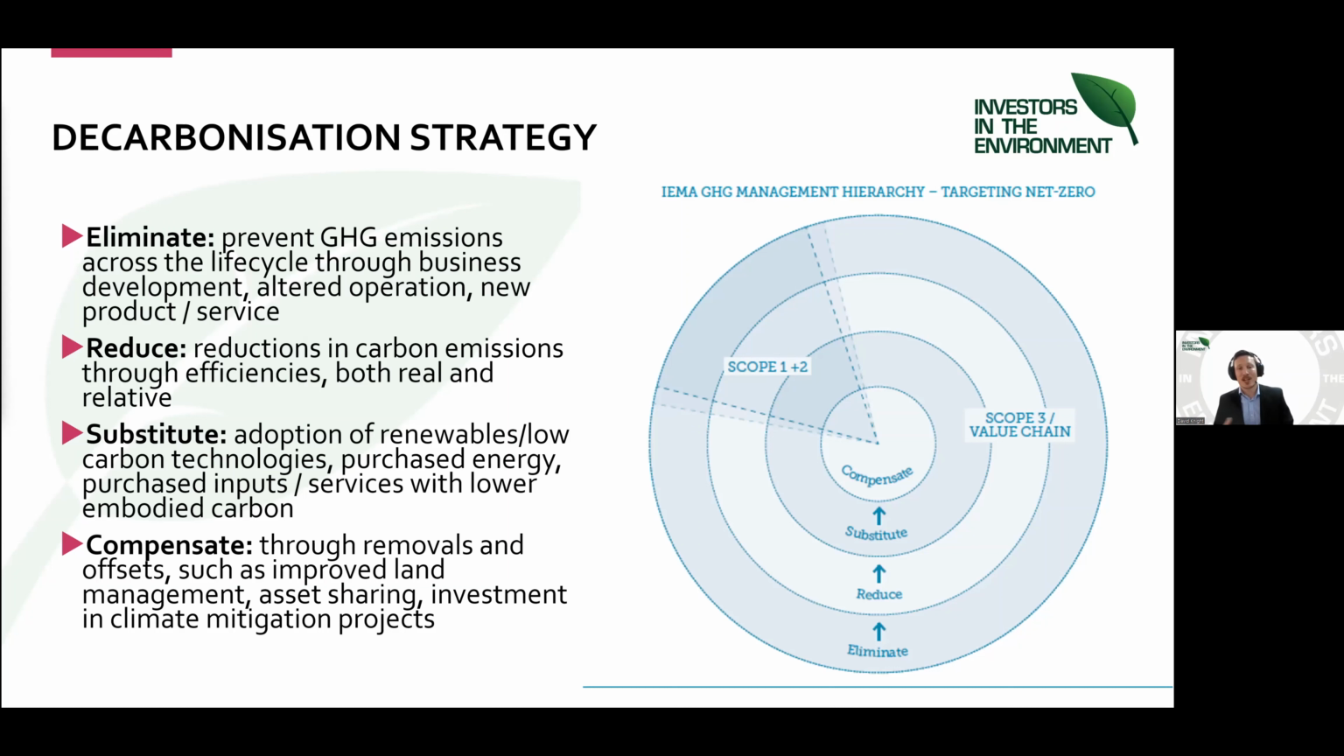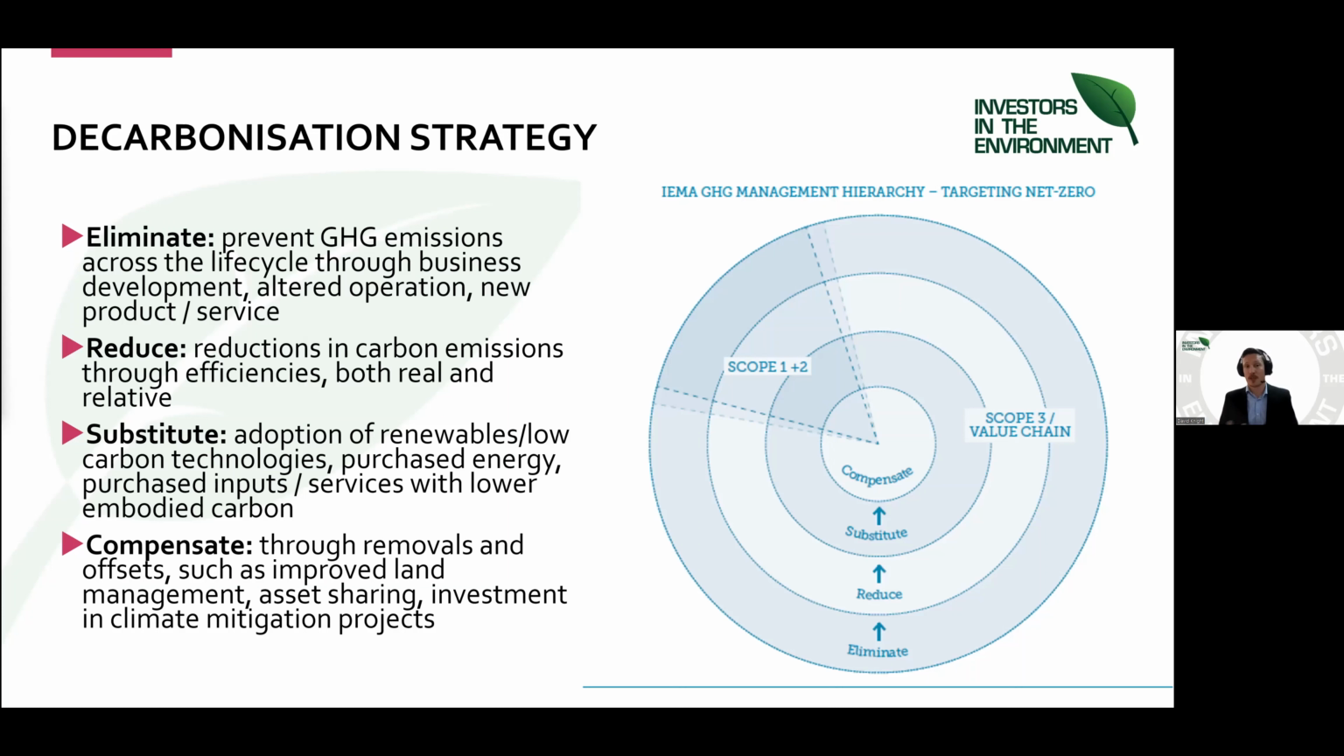So initially, what we want to look at is eliminate. So we want to prevent greenhouse gas emissions across the life cycle through business development, altered operation, new products or services. So what is it that we can do within our business? Can we change any of our activities or services so that we can actually eliminate carbon, simply by changing what we do as an organization? Where that's not possible, the next boundary is then obviously looking at reducing.